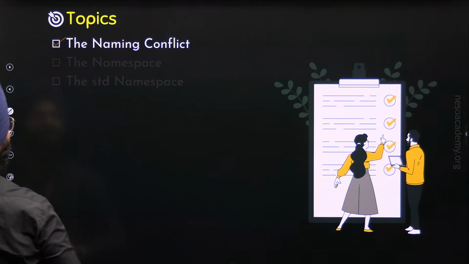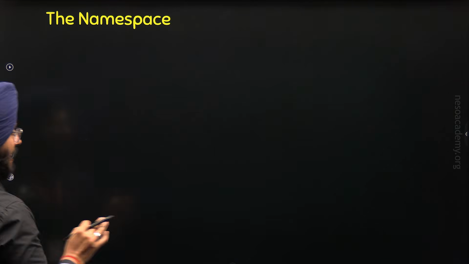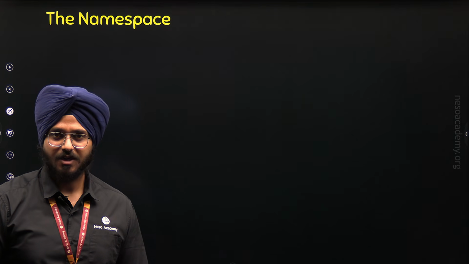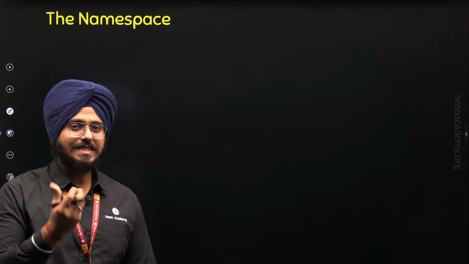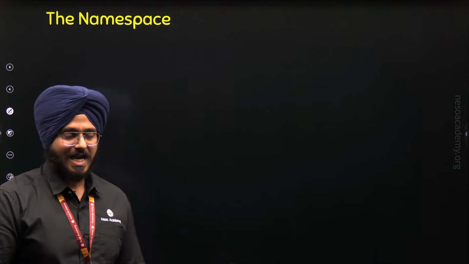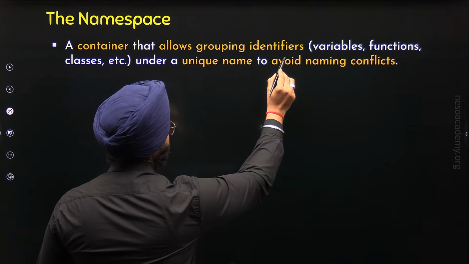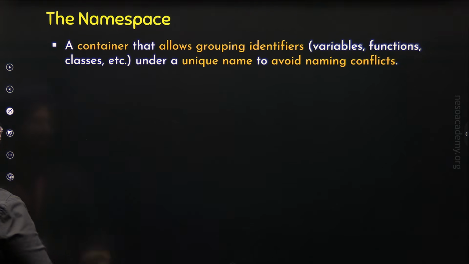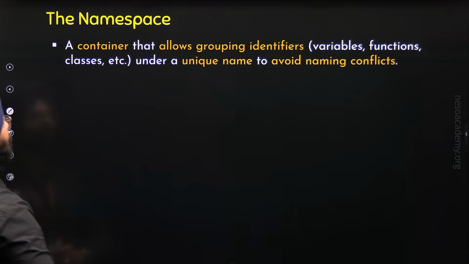Now let's move to the second topic to understand the concept of the namespace. As I have already mentioned, to resolve a naming conflict, we use namespaces. But what exactly a namespace is, that is what we need to understand. A namespace is a container that allows grouping identifiers such as variables, functions, classes, etc. under a unique name to avoid naming conflicts.